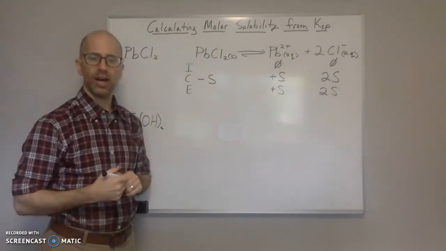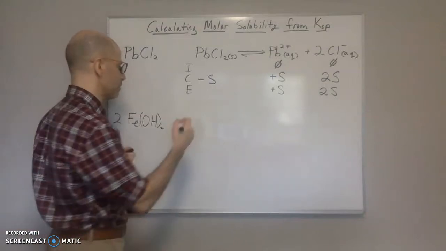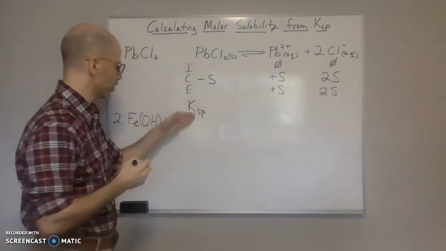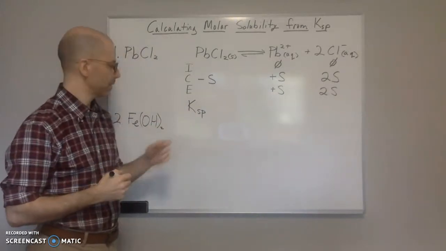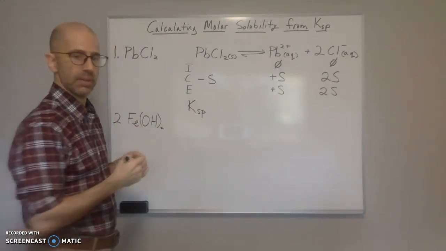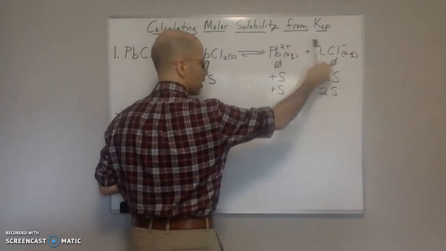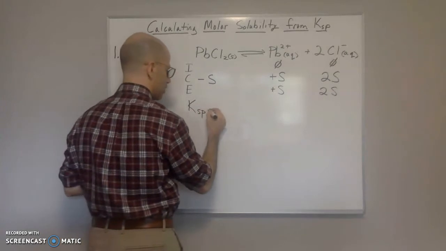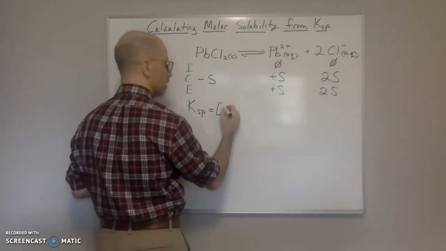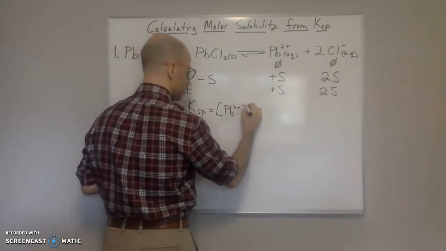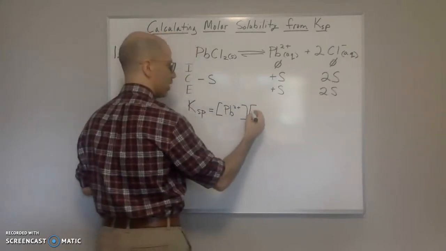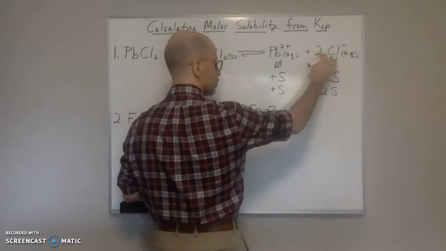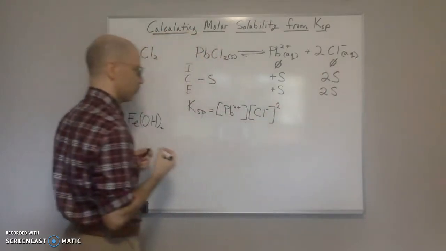So now we can set up our expression for the Ksp. So Ksp is basically the equilibrium constant for the dissolution, right? So it's going to be the same thing, where it's going to be the concentrations of the products over the reactants, but here it's a solid. So basically it's going to be equal to the concentration of Pb2+ times the concentration of Cl-, and because there's a 2 here, it's going to be squared.